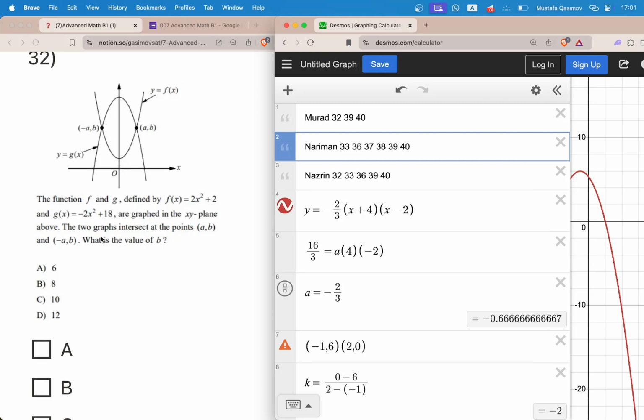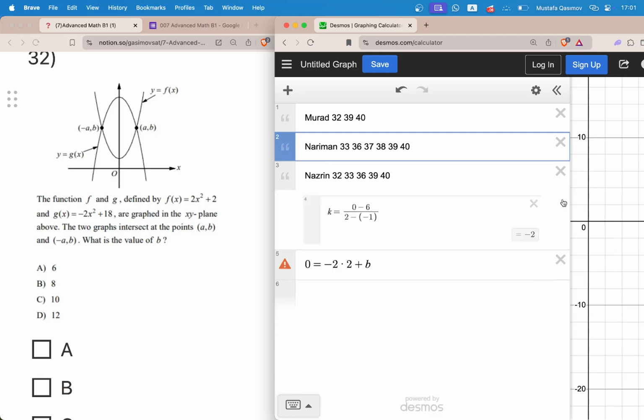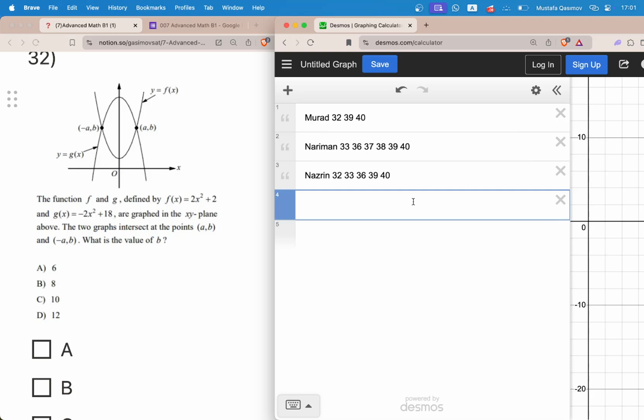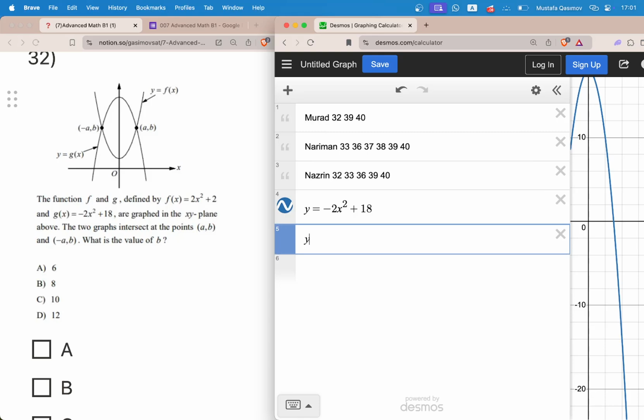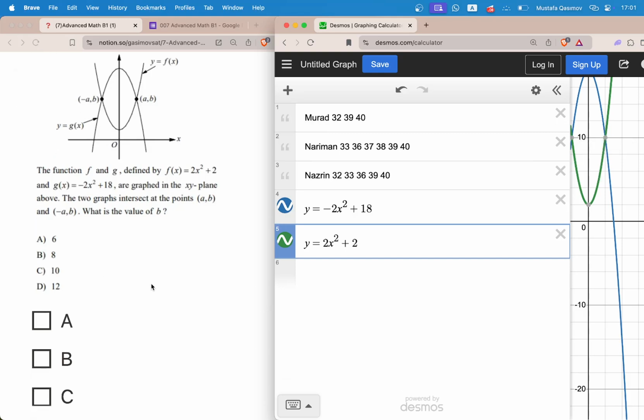When you have the word intersect at the point of AB and negative AB, it means that you have to make them equal to each other, then solve it. Think of it like a system of equations. We call it an advanced system of equations because we have a parabola here. Write it to decimals. Look what you will get: 2 and 10. So the answer is 10, C.